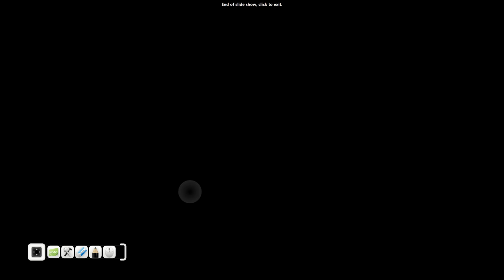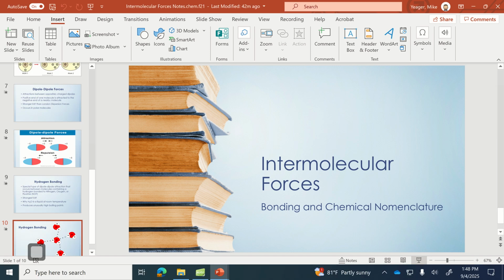Okay? And that's it. So those are the three types that you just got to be able to know, how strong each one is. So H bond's the strongest, dipole-dipole's next, and then London dispersion, and then knowing what type of molecules are involved in each type. And that's it.